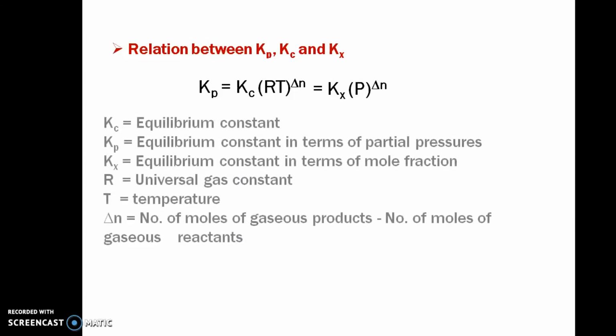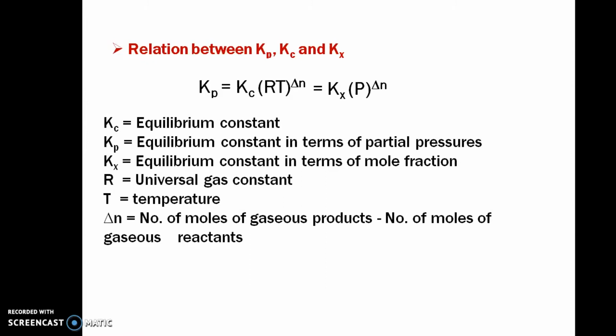Relation between Kp, Kc and Kx. Kp is equal to Kc into RT raised to delta n, that is equal to Kx into P raised to delta n, where Kc is equilibrium constant, Kp is equilibrium constant in terms of partial pressures, Kx is equilibrium constant in terms of mole fraction, R is universal gas constant, T is temperature, delta n is the number of moles of gaseous products minus the number of moles of gaseous reactants.